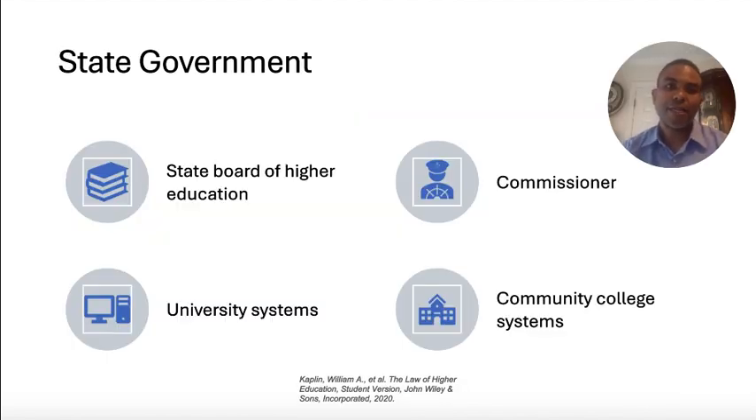So in terms of state government, from the executive branch, you're going to see things like a state board of higher education, and most states are going to have that. Some states will have two, one for universities and one for community colleges. Others have them combined. In Texas, it's combined.